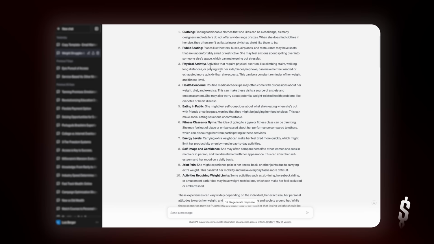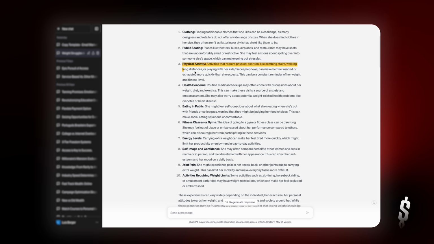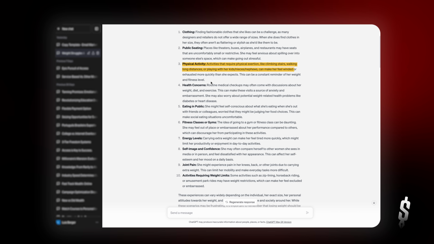This is another very interesting one. If you're talking to slightly more overweight people, I wouldn't say that's necessarily the case here. I'm not necessarily talking to someone who is extremely overweight, just someone who is not very satisfied with her current shape. Physical activity. This is an obvious one, but here's the thing. Activities that require physical exertion, like climbing stairs, walking long distances, or playing with her kids, can make her feel winded or exhausted more quickly than she expects. This can be a constant reminder of her weight and fitness level.